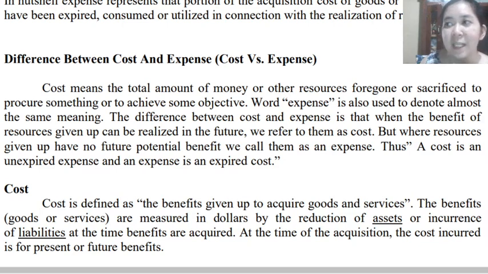An example is producing a product, and once you sell this product, you will receive a benefit in the form of revenues. While those resources that were incurred or the money that was spent, which has no future or potential benefit, is what we call an expense. An example of this is your utilities expense, for example, payment for electricity, water, and telephone.